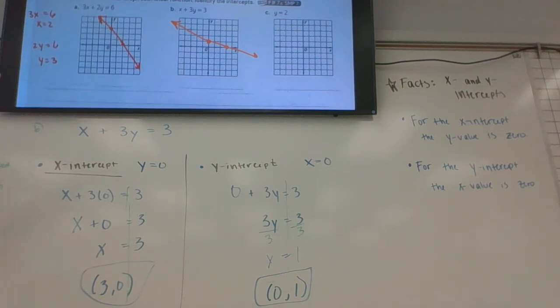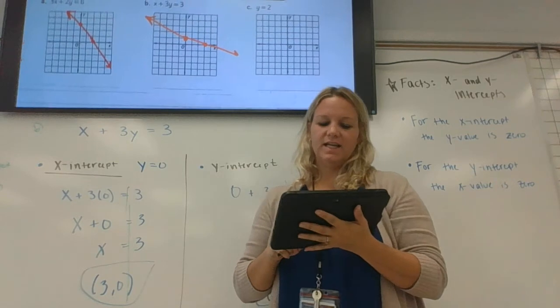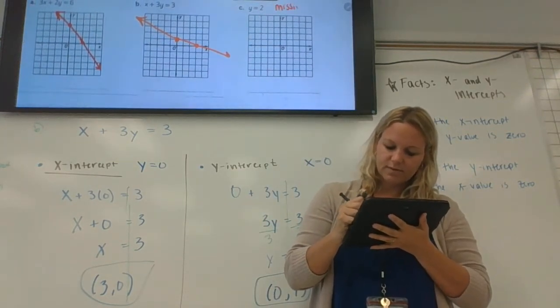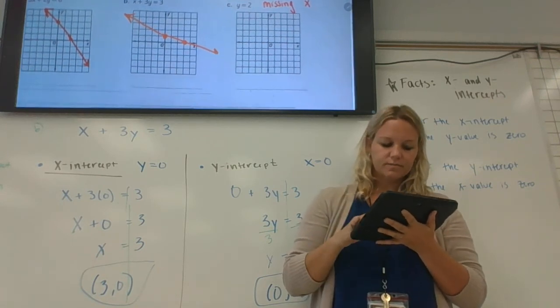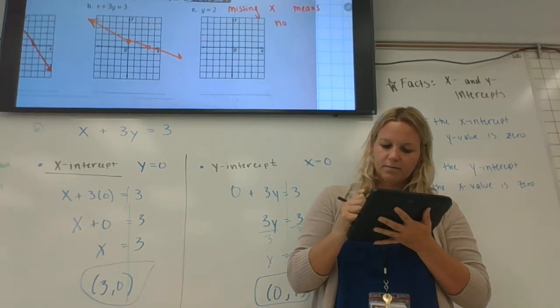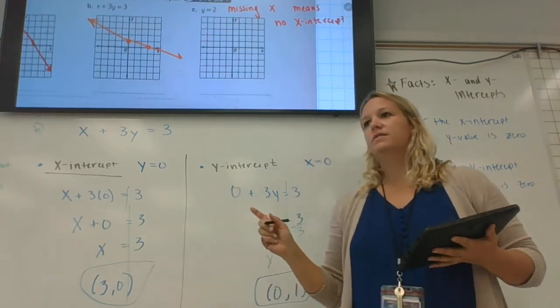It is actually easier, but so many people just cannot figure it out. It's actually more basic. Kenzie. There's no x. It's missing an x. Missing x means no x-intercept. If there's no x in the equation, there's no x-intercept.